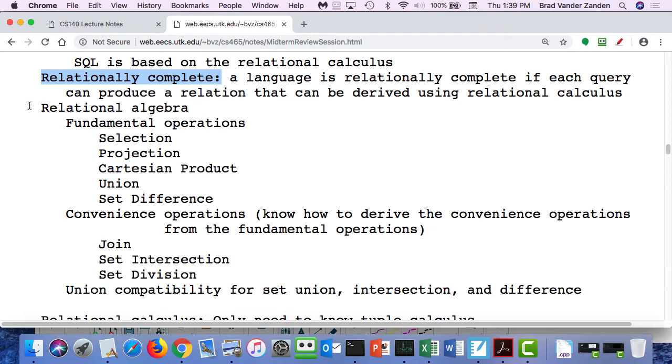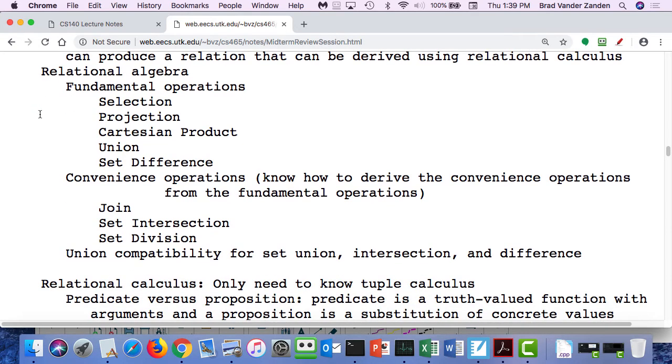Okay, so we talked about the relational algebra first because it's a little more familiar to you all. There's 5 fundamental operations and 3 syntactic sugar operations. And while join is a fundamental operation to SQL, it is not fundamental to the relational algebra. Select and project are, so is the Cartesian product and union and set difference, but join can be derived from what 2 relational algebra operations? What 2 relational algebra operations can be used to derive a join?